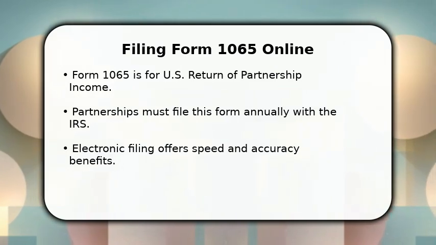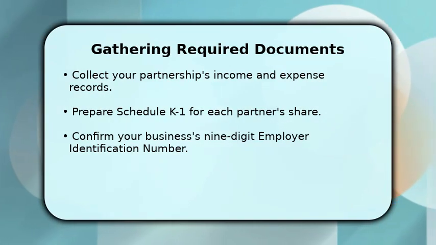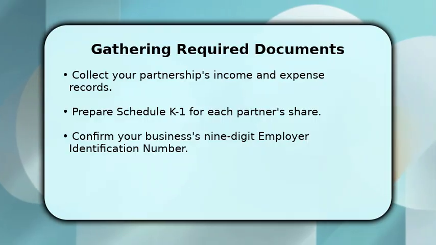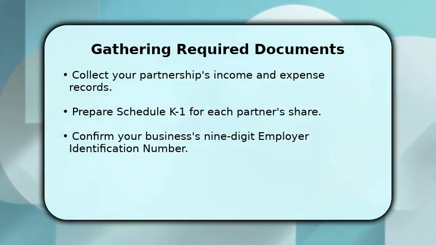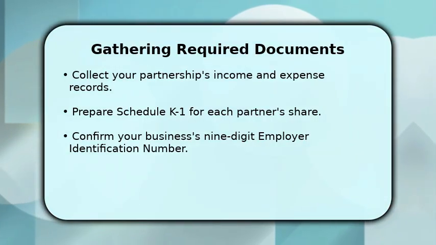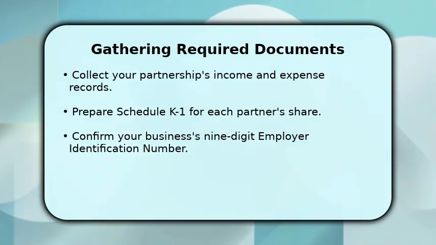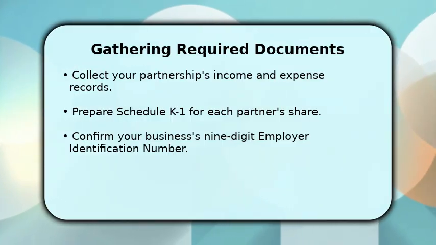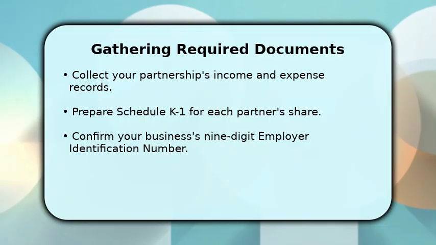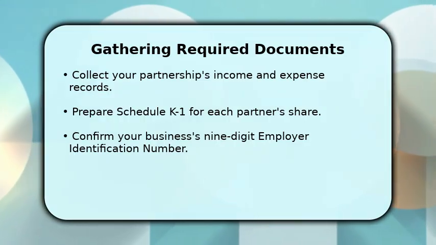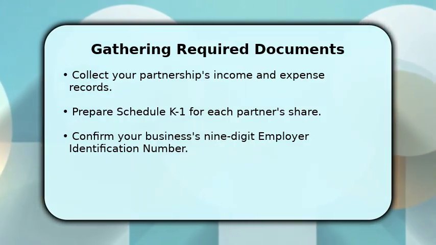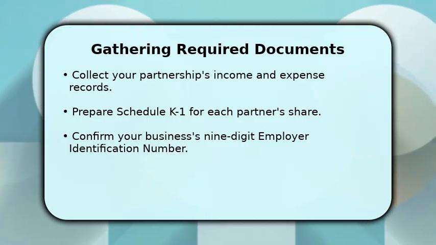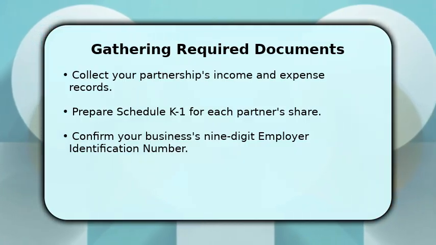Before you begin, gather all necessary financial documents. This includes your income statements, balance sheets, and any other records of expenses. You'll also need to prepare a Schedule K-1 for each partner, detailing their share of income, deductions, and credits. Finally, ensure you have your business's employer identification number readily available for accurate filing.